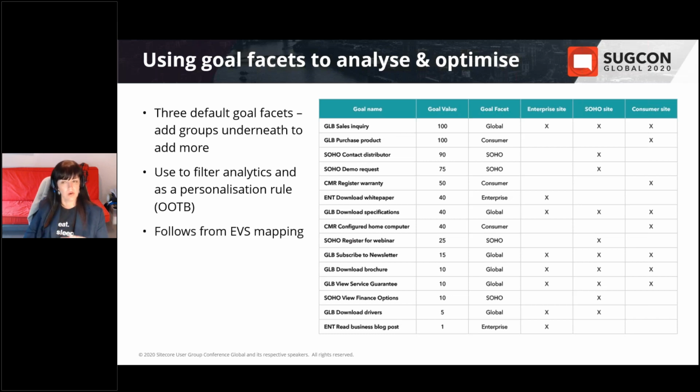Typically, they follow on from that engagement value scale mapping, although you may also want to filter them by things like customer type and journey stage. So it could be a little different to the matrix, and you might have a few more in there.